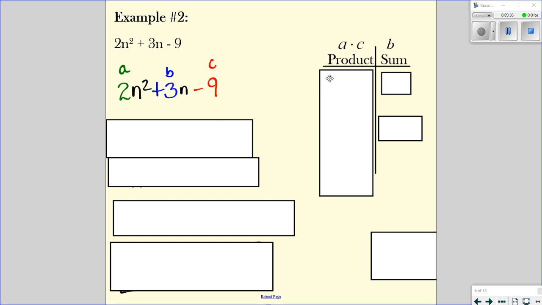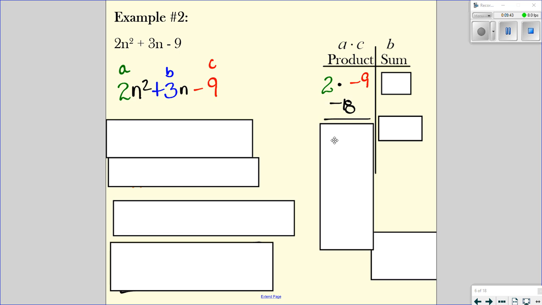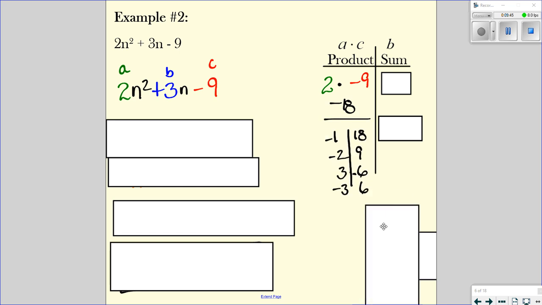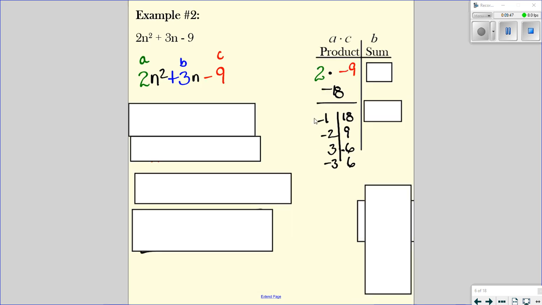Now, first step, I'm going to multiply A and C, 2 and negative 9, which gives me negative 18, and find all the factors of negative 18. So I had negative 1, 18, negative 2, 9, 3, negative 6, and then I have negative 3 and 6. Because my sum is positive 3, and I know that 6 and 3 I can use, but if I have to add them, one of them, the smaller one, has to be negative because I ended up with a positive number. So 6 would be a positive one and then 3 negative.